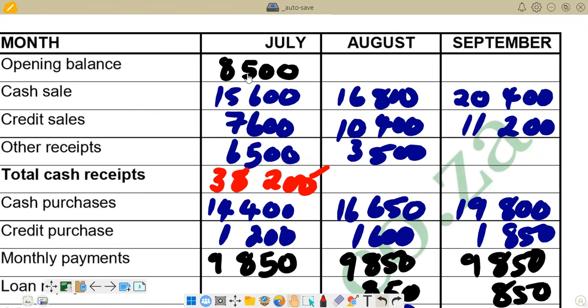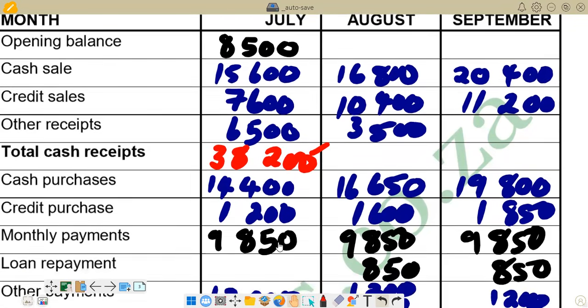So if it was a negative, we're going to start with a negative. We're going to say negative 8,500. If it was negative, then we add the other ones. That's what we are going to do. So this opening balance is included for the total that we get for total cash receipts. Then now we say total cash receipts minus total cash payments to get the balance for that month.